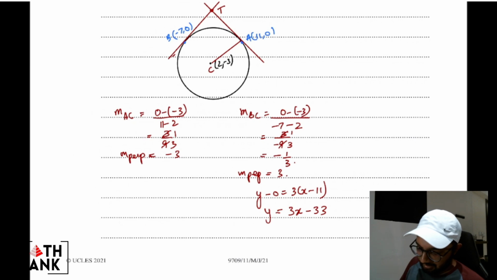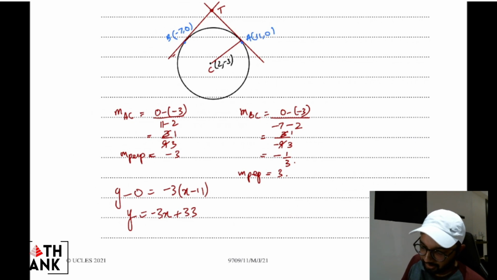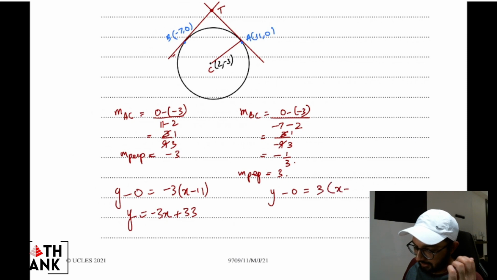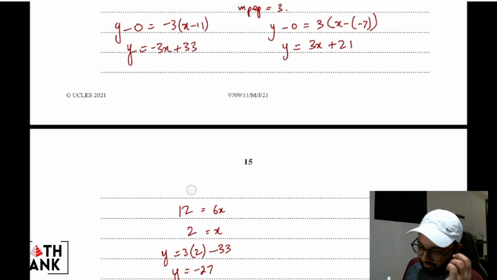Okay, this was AC, so I had to use A's coordinate, y minus 0 equals 3x minus 11, so y equals 3x plus 33? And I had to use B's coordinate here. I have written them the way they were written above, so y minus 0 equals 3x minus 7. So y equals 3x plus 21. So since there was a compensating error, one of those coordinates came out fine, the other didn't.